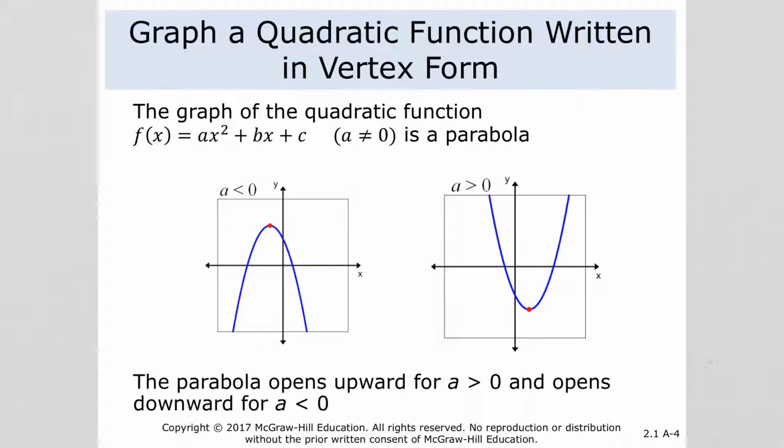So the regular form of a quadratic function is ax squared plus bx plus c. And here, that gives us a parabola. If a is positive, then the parabola opens upward, like here. Okay? If a is negative, then it opens downwards. And that's the same with the vertex form also.